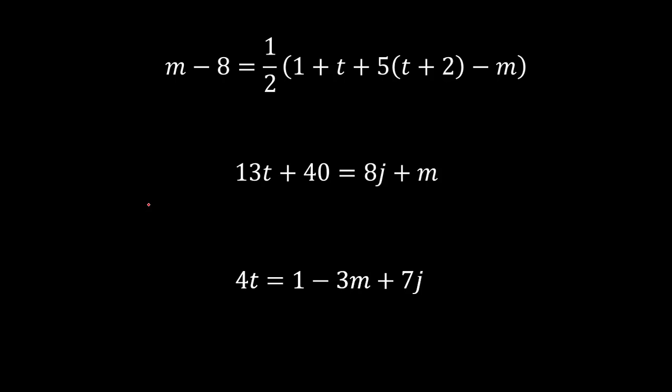So what we have here now is 3 equations. 1, 2, 3 equations, and we got 3 unknowns because we got t, we've got j, and we've got m. So we got 3 equations, 3 unknowns. That means that we can work through these 3 equations to solve for each of these variables, t, j, and m, and that's what we'll do in our 4th and final video.